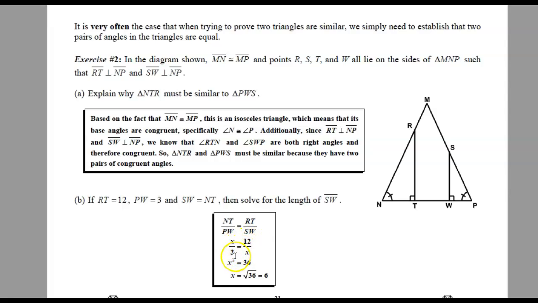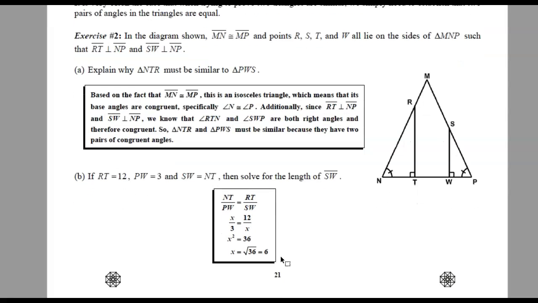We have 3 and 12 for the other ones that were given to us, and so we can say that x squared equals 36 by a cross product. And we just do a square root and we get x equals 6. So in this case, we did not have enough information for a scale factor, but because the 2 sides were equal, we could put them into a proportion and solve it that way.